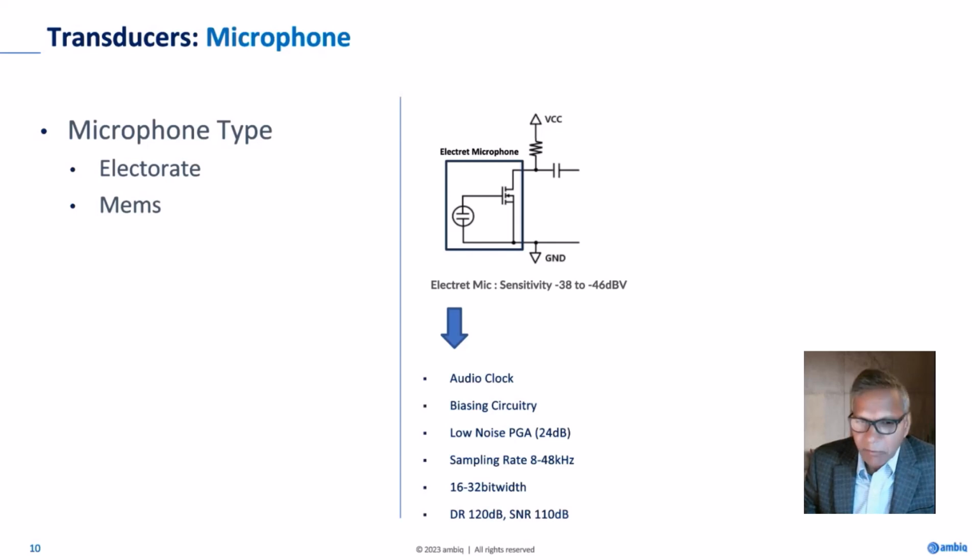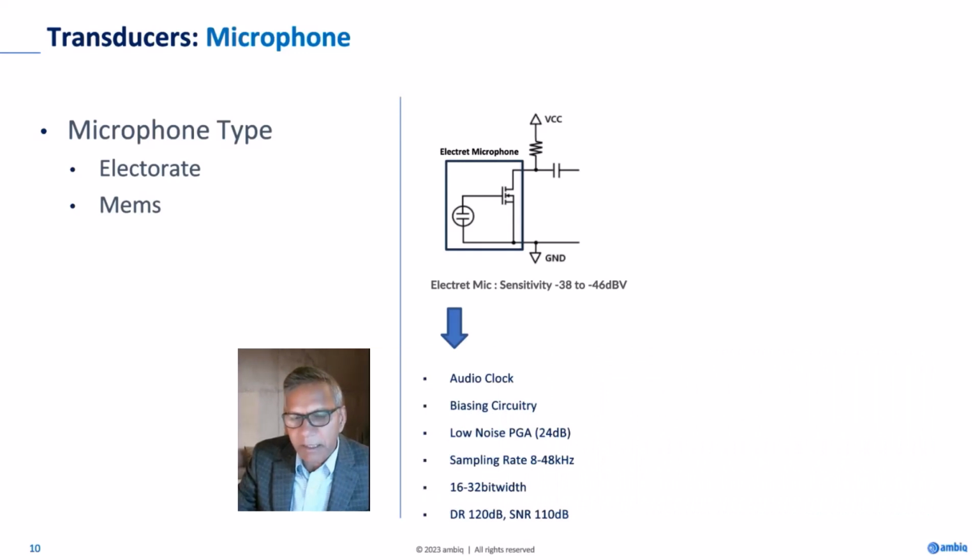Sampling rate requirement says 8 to 48 if you want to support EVS. Bit width 16 to 32 bit. DRC, again, dynamic range from 120 to 110. And we will come back to this one when we describe the auditory system dynamic range.